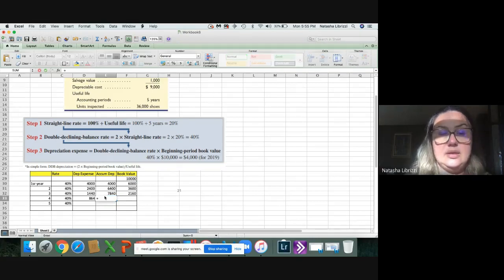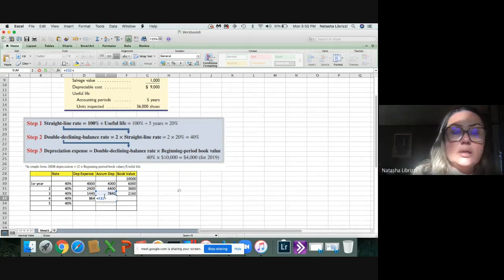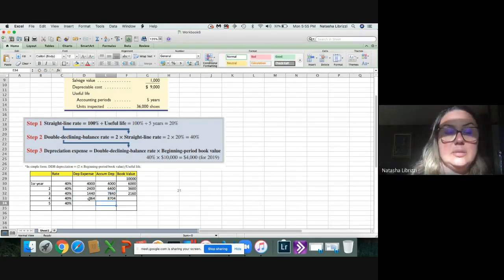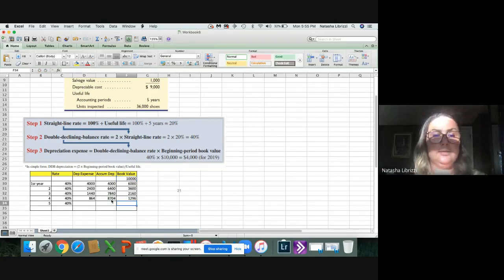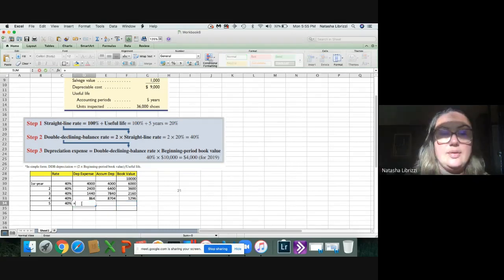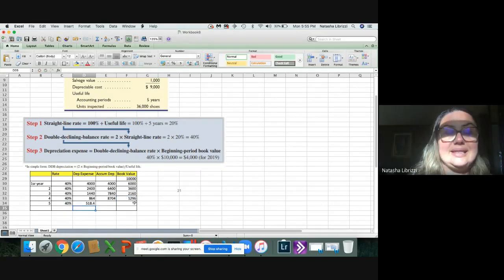I take last year cumulative depreciation plus this year depreciation. Not quite there yet. And now I take my book value minus my cumulative depreciation, 1,296. So I can tell you right now, if I just take my book value times my 40%, I cannot go below, right? 296. I'm going to go below $1,000. So I cannot go below 1,000. So I need this being 1,000 at the end of the day.